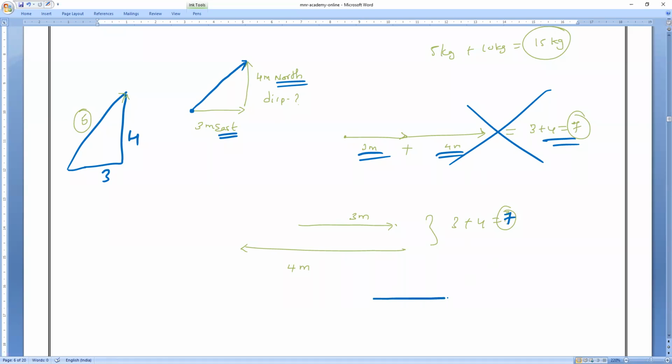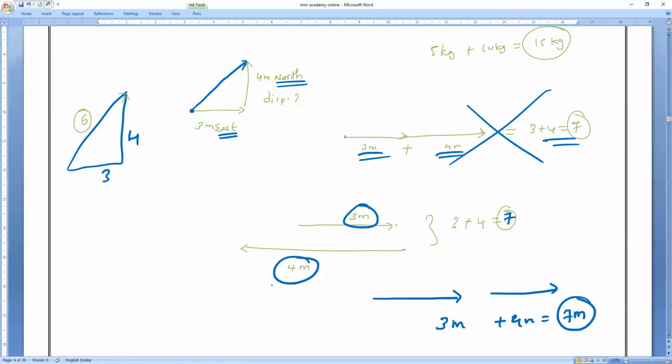If it is the same direction, what is the resultant? Both are the same. Then 3 meters plus 4 meters equals how much? 7 meters. Then here both are in opposite directions. This is 3 meters magnitude and this is 4 meters magnitude. So what is the resultant magnitude? I will say 3 plus 4 equals 1. Am I right or wrong? Sir, actually it's not addition.